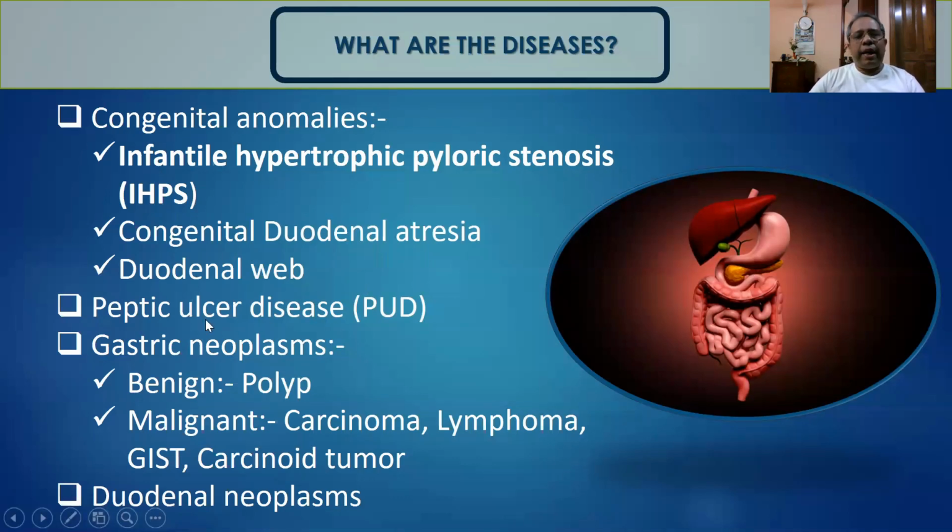The others are peptic ulcer disease. Peptic ulcer disease occurs in the stomach or in the duodenum or in a Meckel's diverticulum, etc. And others are gastric neoplasms: benign polyp or malignant ones like carcinoma, lymphoma, gastrointestinal stromal tumor, and carcinoid tumor. These are the malignant diseases. A benign one may be a gastric or duodenal polyp and duodenal neoplasm. So these are the diseases of the stomach and duodenum.